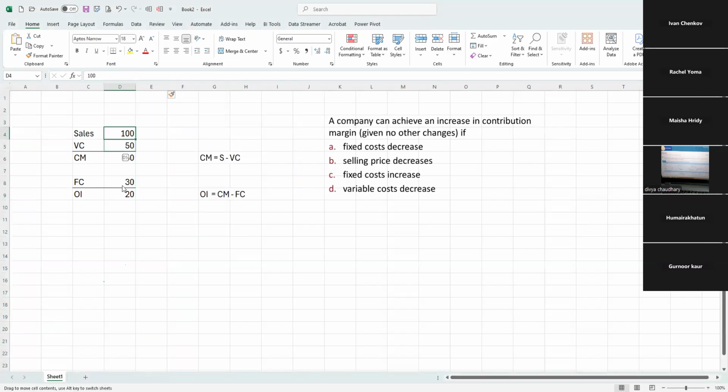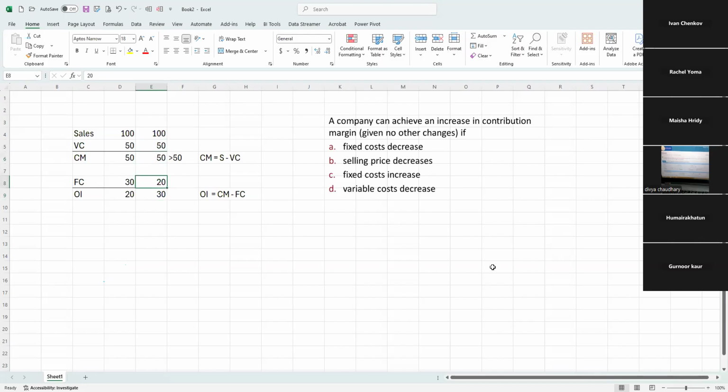This is where I am, right? What's my objective here? The company can achieve an increase in contribution margin. So what I'm chasing is for my contribution margin to become more than 50, right? Currently, my contribution margin is 50. Now, first one, fixed cost decrease. So let's decrease the fixed cost, let's say from 30 going down to 20. Does that affect contribution margin? No. So A is gone.